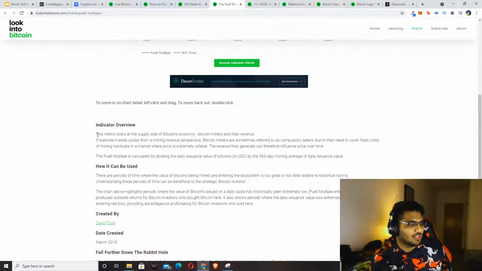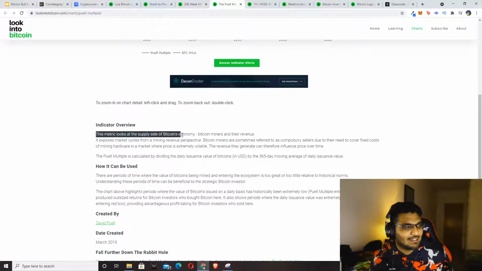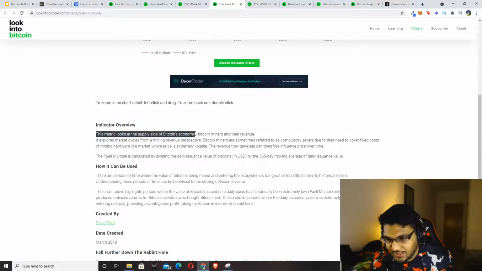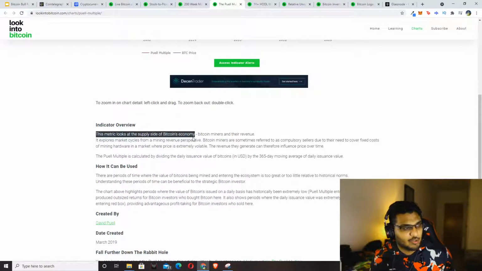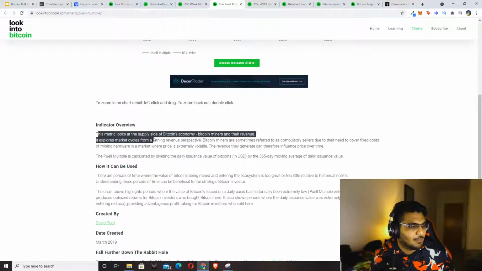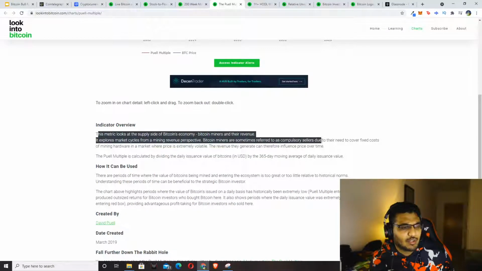So if you want to reiterate, this metric looks at the supply side of Bitcoin's economy. Remember when we did economics 101? This metric looks at the supply side of Bitcoin's economy: Bitcoin miners and their revenue. It explores market cycles from a mining revenue perspective. Bitcoin miners are sometimes referred to as compulsory sellers due to their need to cover fixed costs.